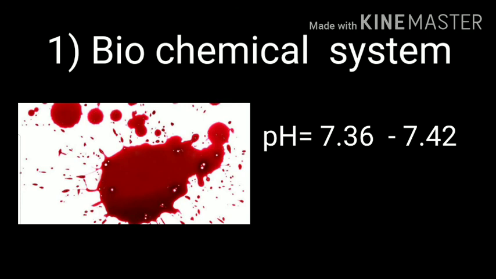Even if there is a slight change in the pH by 0.2 units, it can result in the death of an individual. So, whenever injections are given which are saline, they should have a buffer in them so that it maintains the pH of the blood.